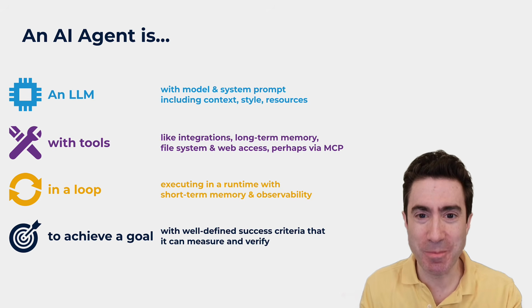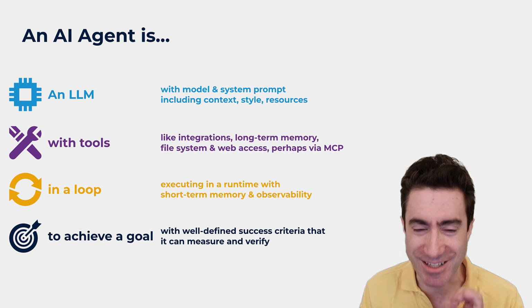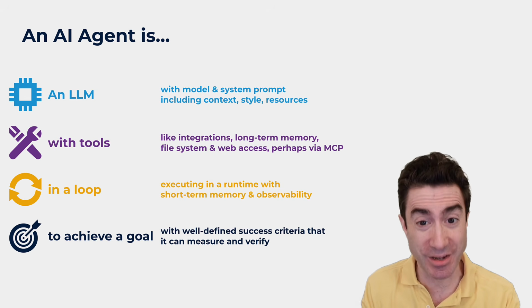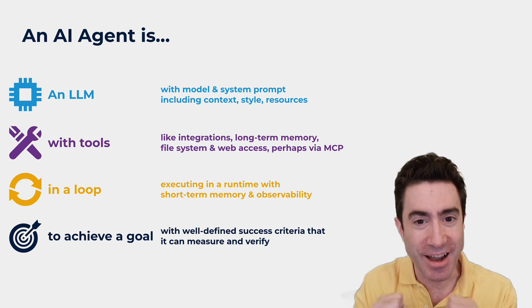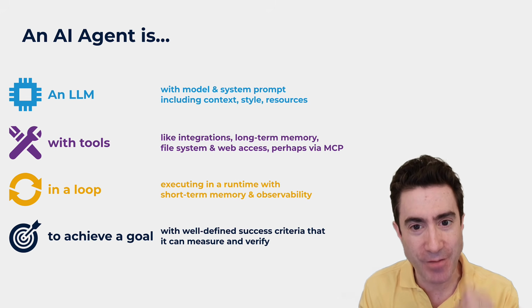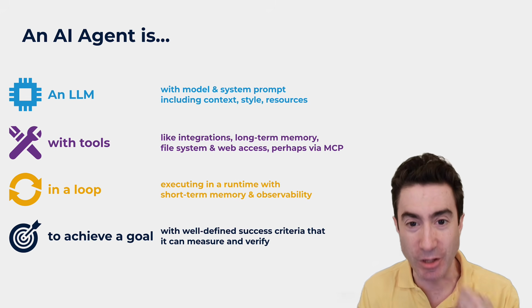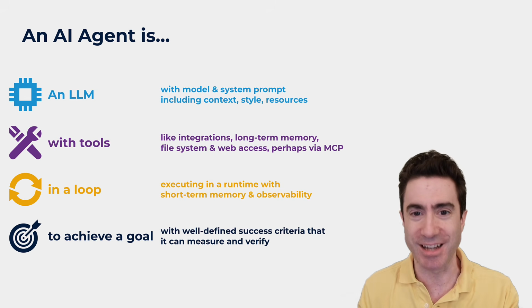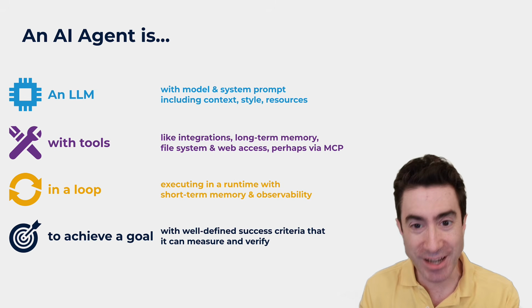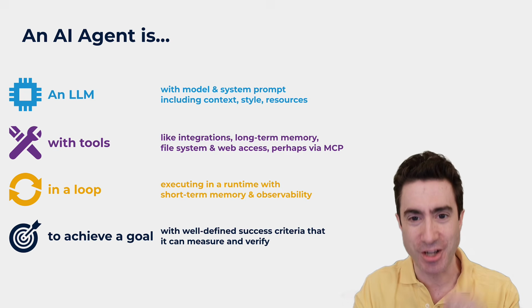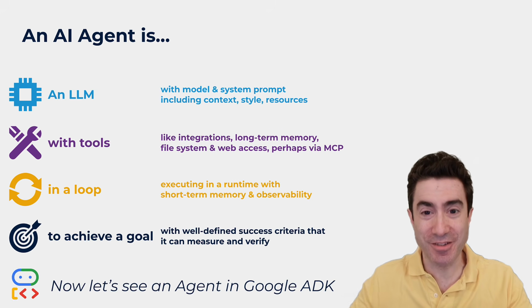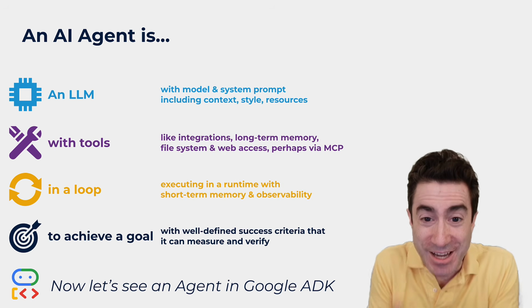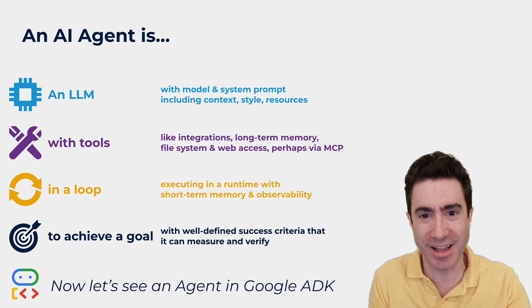This is the single most important factor in the success of an AI agent. It's giving it a well-defined task with well-defined success criteria, ideally that it can measure and verify itself so that it will keep looping and looping until it can measure the criteria, validate they're met, the goal is reached, and the loop can end. And with that briefing, let's see it in action. Let me show you what it looks like to do each of these 4 steps in Google ADK.